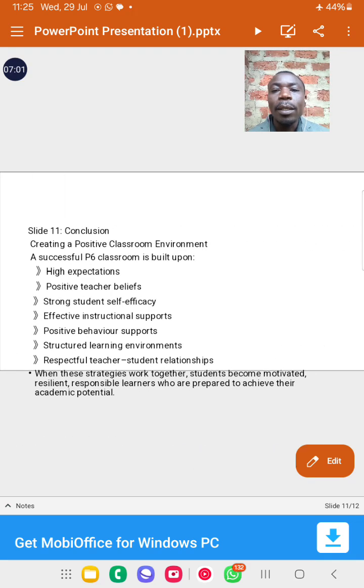In my next slide, I'm looking at the conclusions. In conclusion, I look at high expectations, positive teacher beliefs, strong student self-efficacy, effective instructional supports, positive behavior supports, and structured learning environments. When these strategies work together, students become motivated, resilient, responsible learners who are prepared to achieve their academic potential.